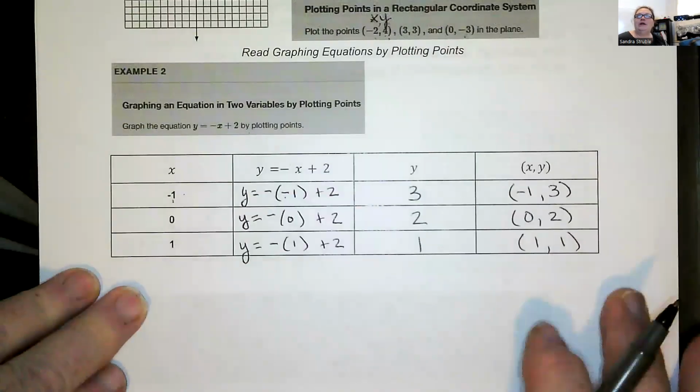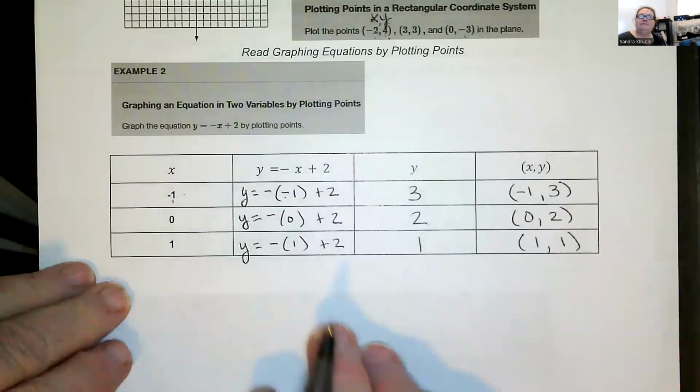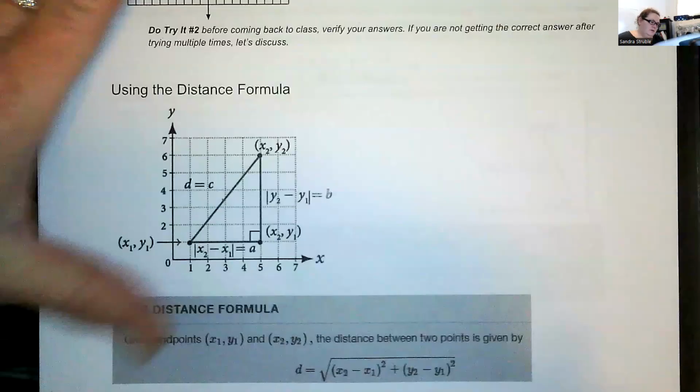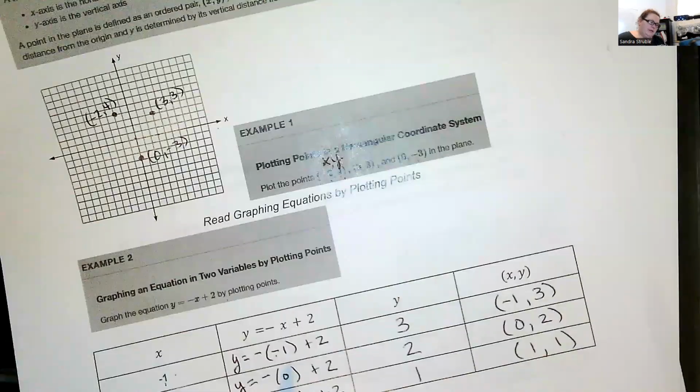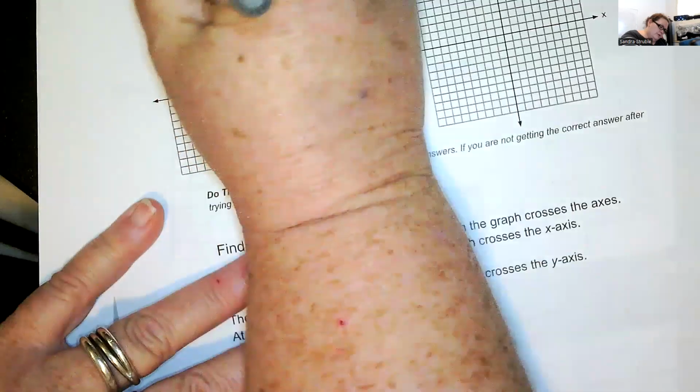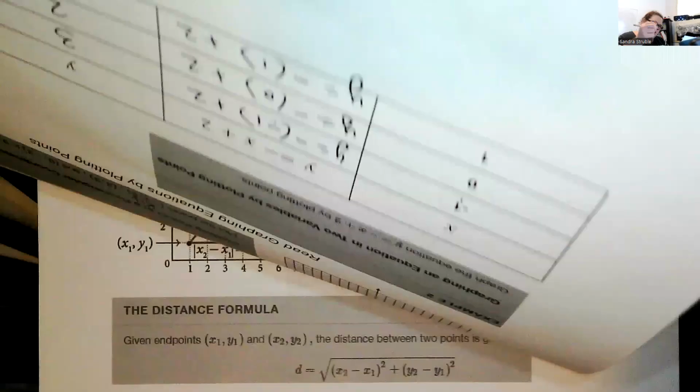On the next page, I'm going to be plotting these, if I can do my best. (-1, 3), (0, 2), and (1, 1).